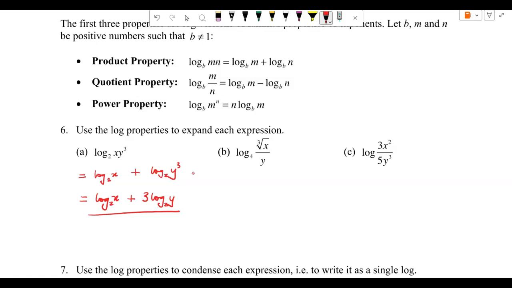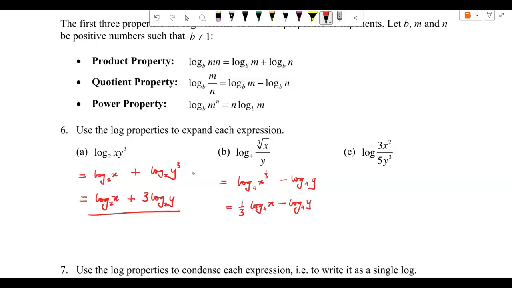This one is the quotient property. So it'd be log base 4 of x raised to 1/3, and then minus log base 4 of y. So 1/3 log x to the base 4 minus log y to the base 4.